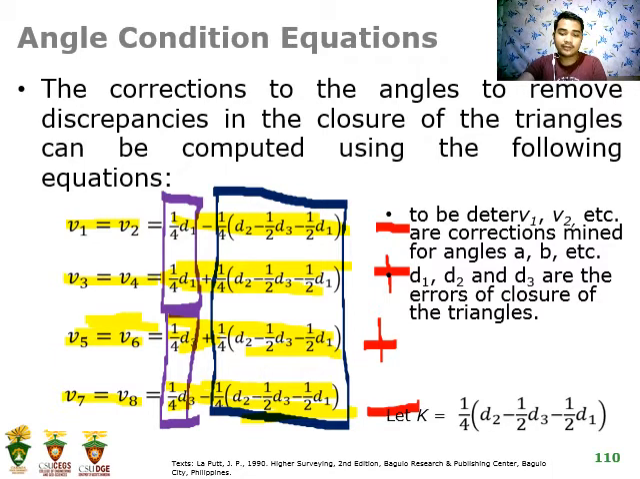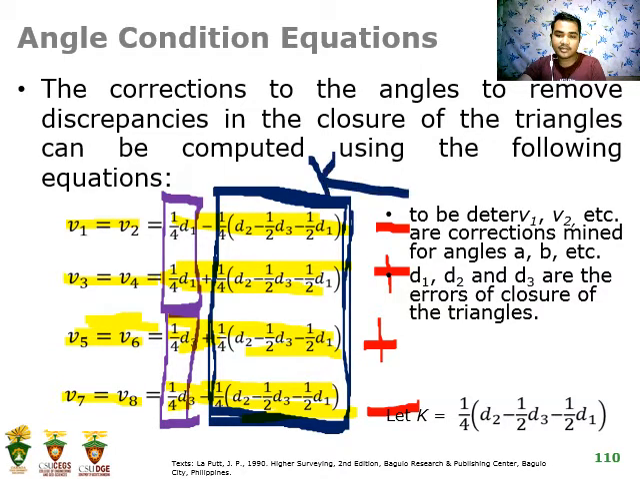So, para madali siya memorize, equal na sila tanan sa upat ka formula. But in this case, ato lang ni siyang let na himuon siyang K. Ato na siyang i-denote as letter K. We're going to let K is equals to 1/4 times D2 minus 1/2 D3 minus 1/2 D1. So, ato na siyang himuong K.